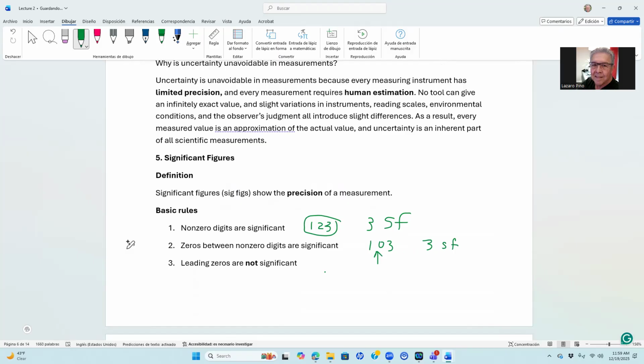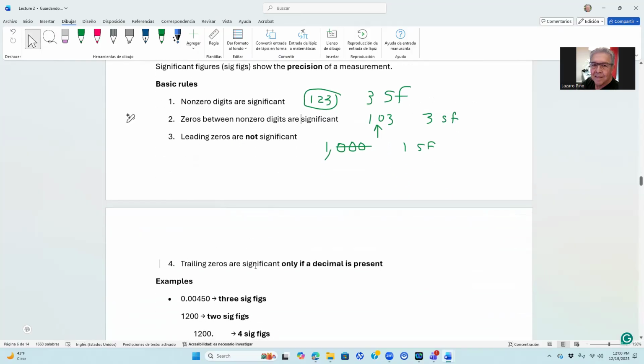For example, this number that you observe here, these 3 zeros are leading zeros, so they are not significant. Here you have only one significant figure, that is the number 1. Got it? Okay, let's continue then.